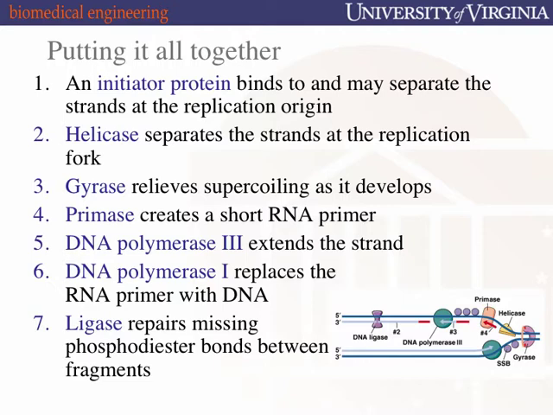Okay, so helicase, again, DNA B or the MCM complex, is going to further separate the strands at the replication fork, and it's going to continue to do so throughout the process, as opposed to the initiator protein that just gets things started.